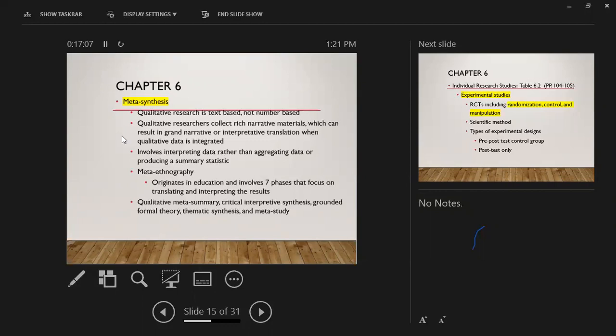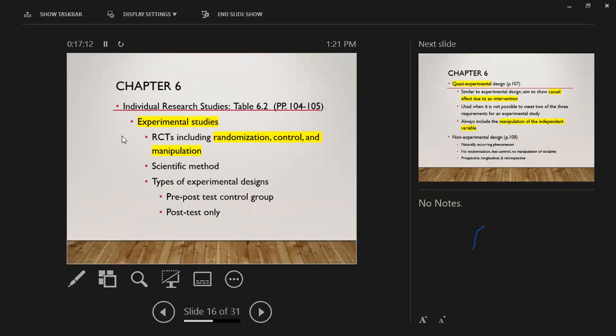It's in your appendix, okay? Again, I'm emphasizing, if they put participants into groups by randomization and control group, and manipulation of the independent variable, if all three of them are met, that is called randomized control. If one of them is missing, that's quasi-experimental.